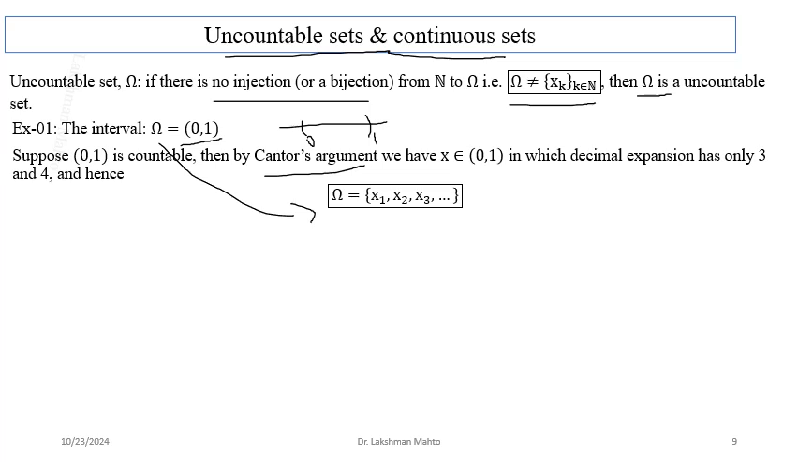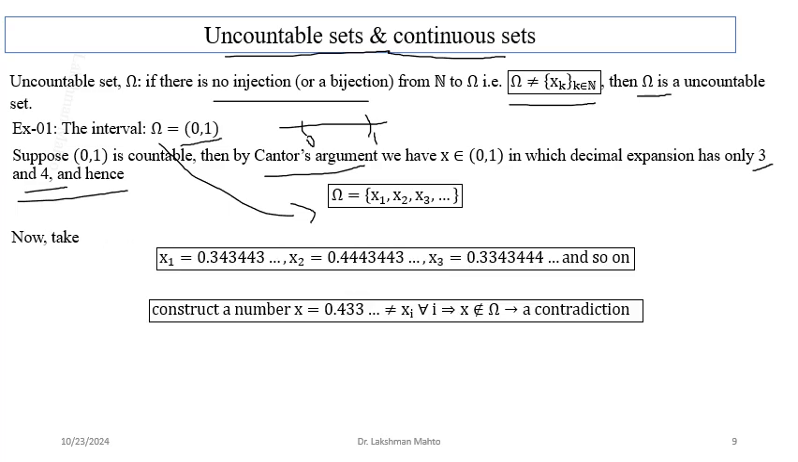This sequence is constructed in such a way that each x belongs to (0,1). Any real number has a decimal representation, so we take numbers whose decimal expansions contain only 3 and 4, like 0.3, 0.33, 0.34, 0.43, since all numbers are between 0 and 1. For example, x1 is 0.343443, x2 is 0.443443, and so on.